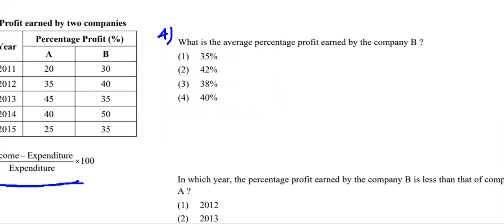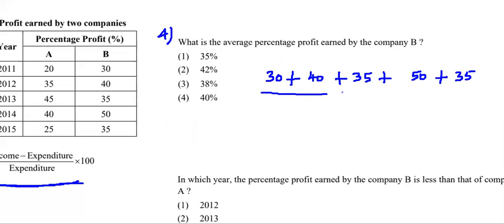Average is nothing but total by number. That's all, right? So that means we'll have to find the total of all the values. So let's take down all the profit values of company B. We have 30, 40, 35, 50 and 35. So average is nothing but we have to add all the values and divide it by the total count. So totally how many are there? There are totally 5 values, is it or not? So just divide it by 5. Very simple to get the answer.